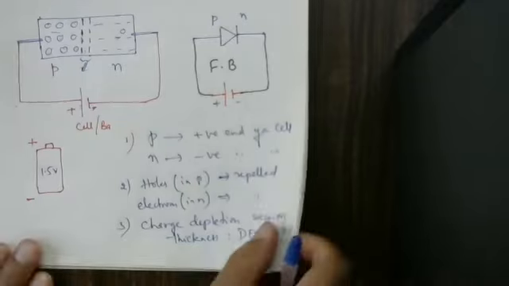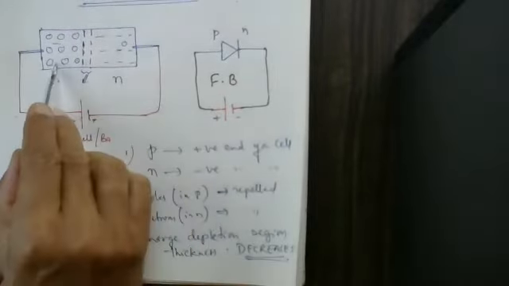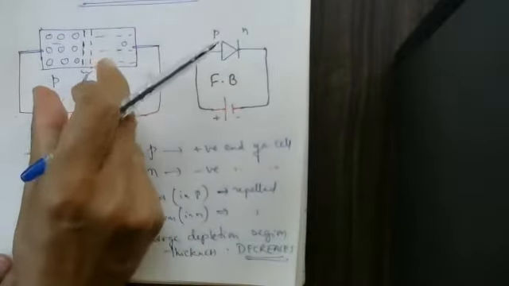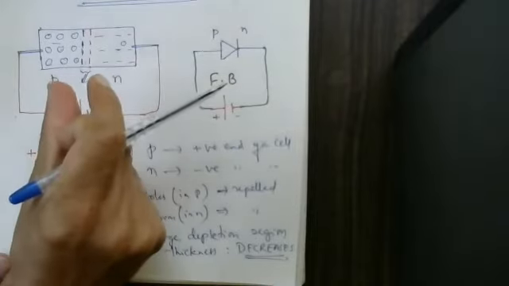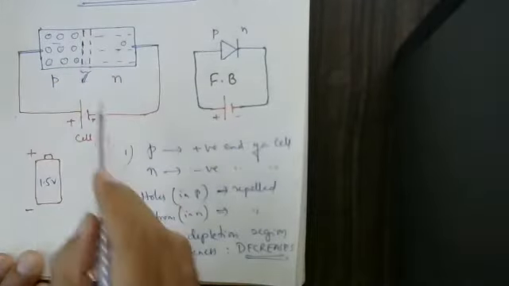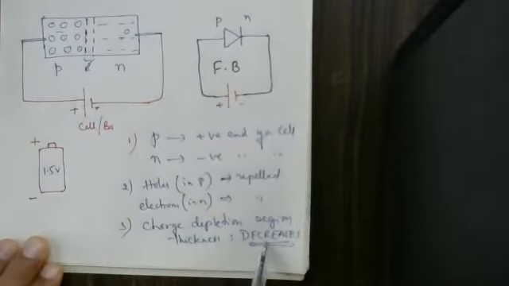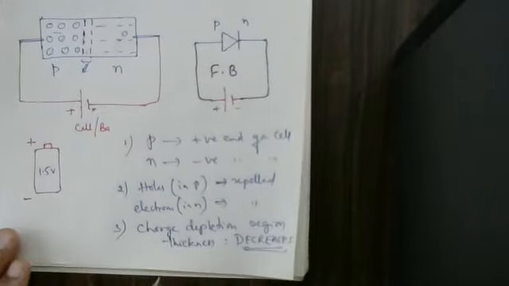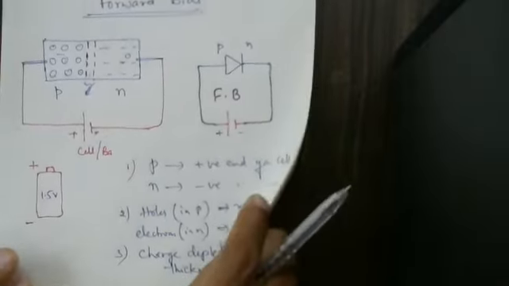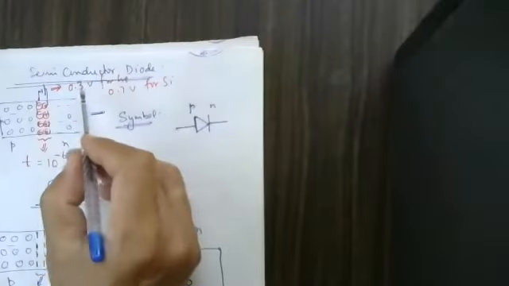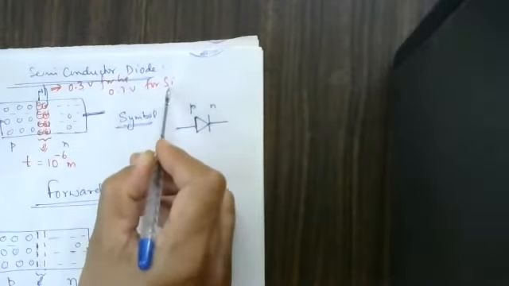Okay. So coming to the concept here, electrons are moving here, holes are moving here. Therefore, the charge depletion region thickness is going to get compressed. Therefore, the thickness is going to decrease. This is what is happening. The charge depletion region thickness decreases. I hope you understood.